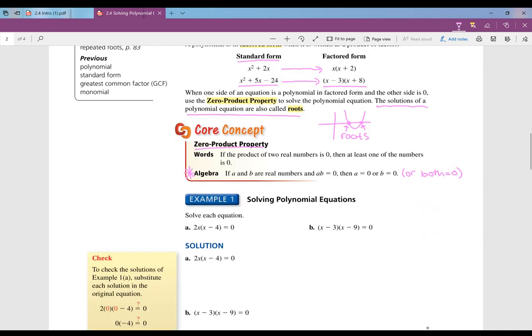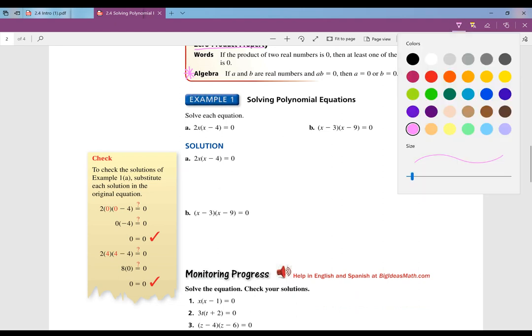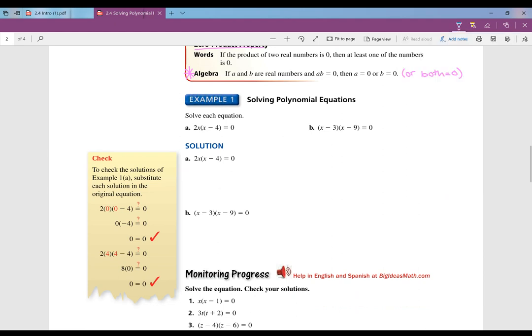Okay, so let's look at some more examples. So if we look at example number 1, we want to solve each equation. So for part A, we have 2x times x minus 4 equals 0. Well, here we have another product of factors, right? We have 2x times x minus 4. So we could think of it as our 2x is kind of like A, x minus 4 is like B. So we know either 2x has to equal 0 or x minus 4 is going to equal 0, right? Because that's our zero product property. One of the two has to equal 0 if they're multiplying to get 0.